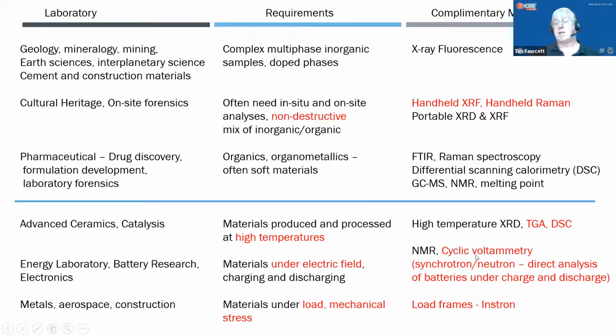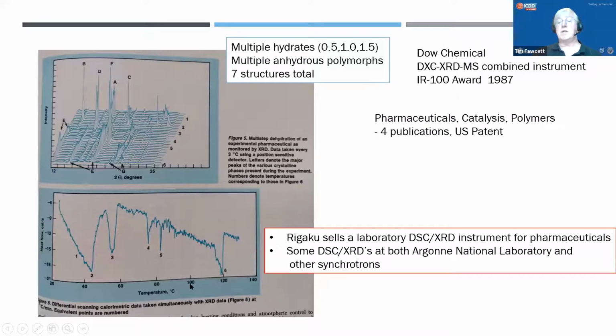In energy laboratories, cyclophotometry is used quite often, so they can look at materials under changing electric fields, which is usually things like charge and discharge of the battery. In metals, aerospace, and construction, usually you're looking at metals to take mechanical load, mechanical stresses. So often they're correlating to data from an Instron or a load frame. These things can be combined.